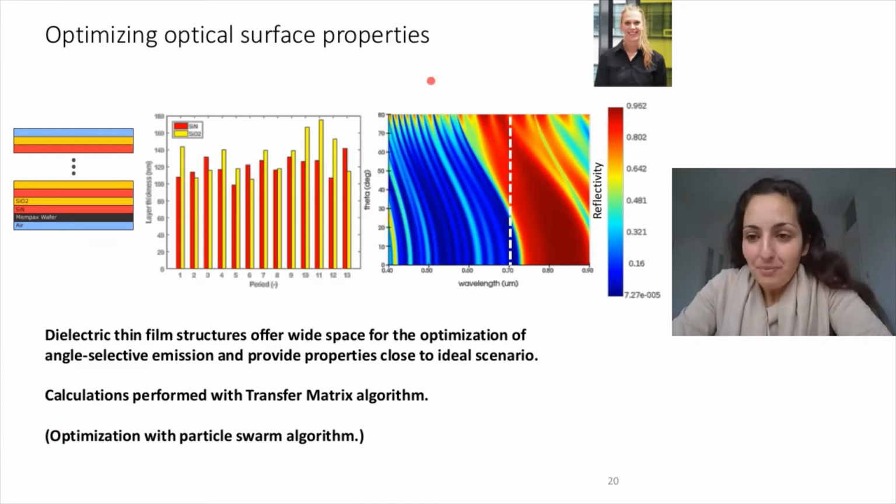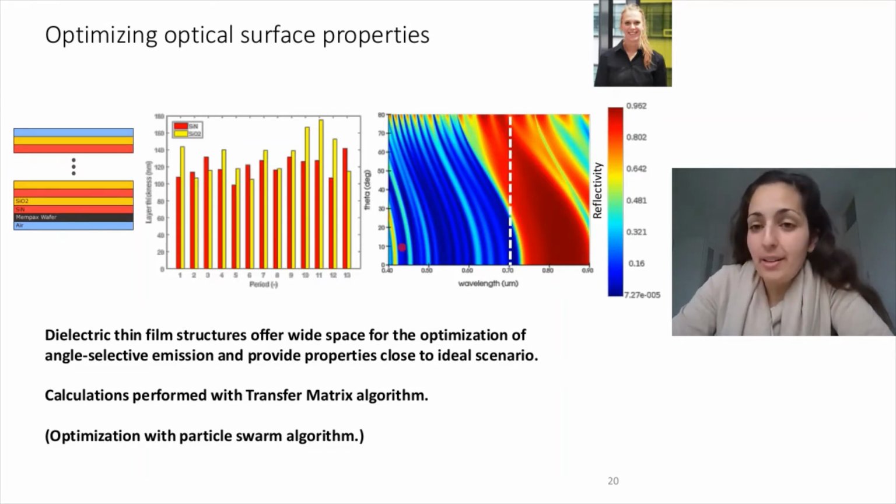And so in order to achieve this, Lisanne used such a thin film dielectric stack consisting of layers of silicon nitride and silicon oxide. And she used the transfer matrix method in order to calculate the angle and wavelength dependent reflectivity of such a stack. And in fact, she did not only calculate it, she also came up with the idea to use a particle swarm algorithm in order to optimize the thicknesses.